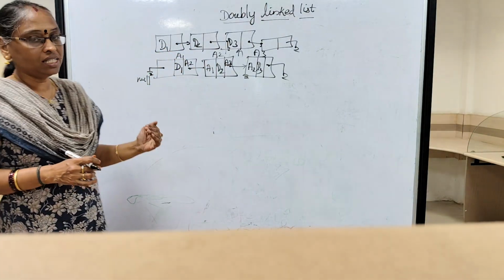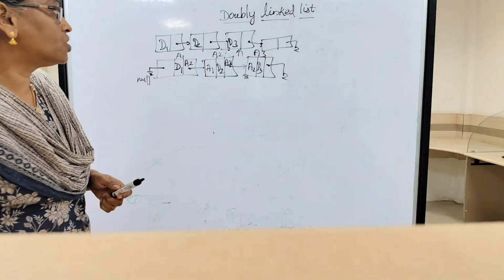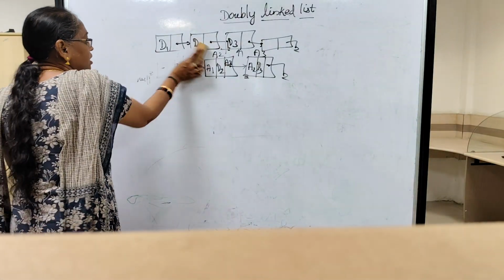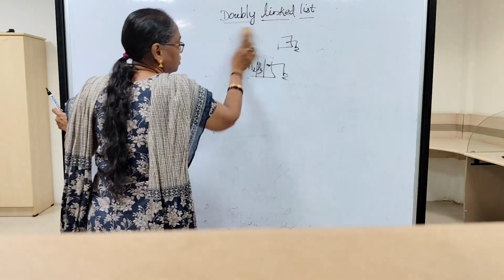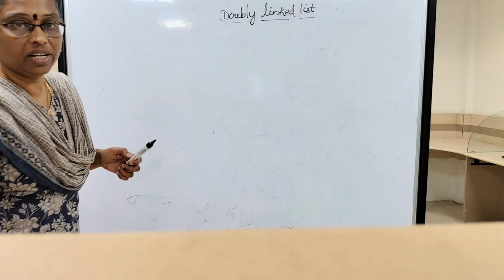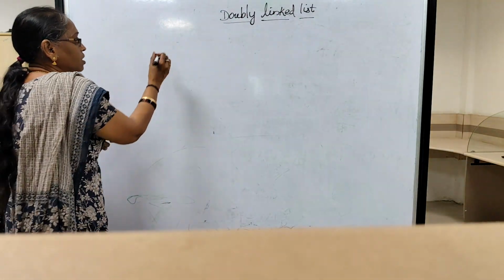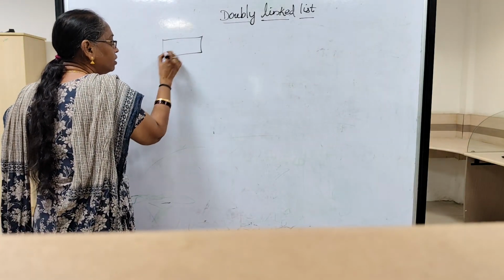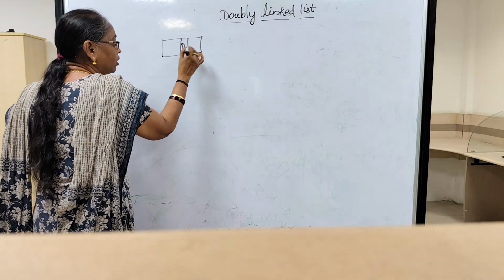So the only disadvantage in the case of doubly linked list is that additional memory is required to store both the addresses. Because in the singly linked list, we are going to store only the forward address. In the doubly linked list, we have to store the forward address as well as the backward address.